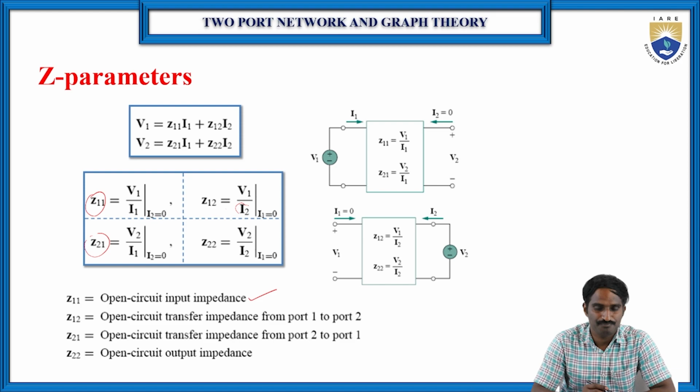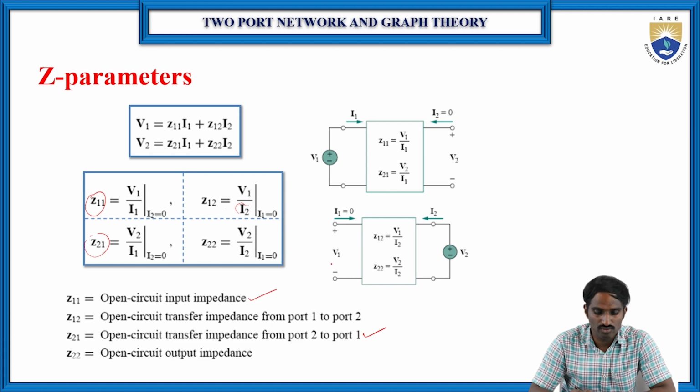When you make the input an open circuit, you get the open circuit transfer impedance from port 1 to port 2. And when you make the output an open circuit, you can find Z21, which is also an open circuit transfer impedance, from port 2 to port 1. Then Z22 is the open circuit output impedance, which we get by again making the input an open circuit.